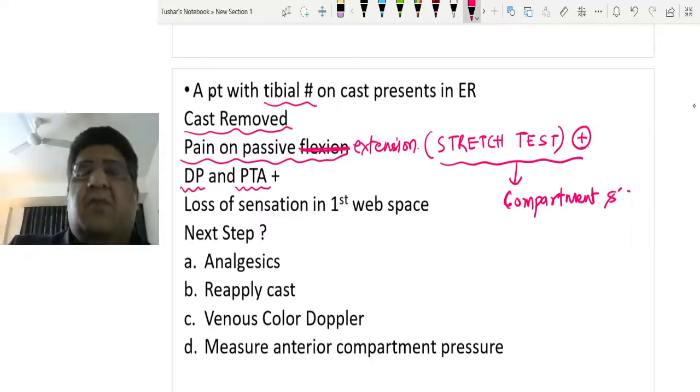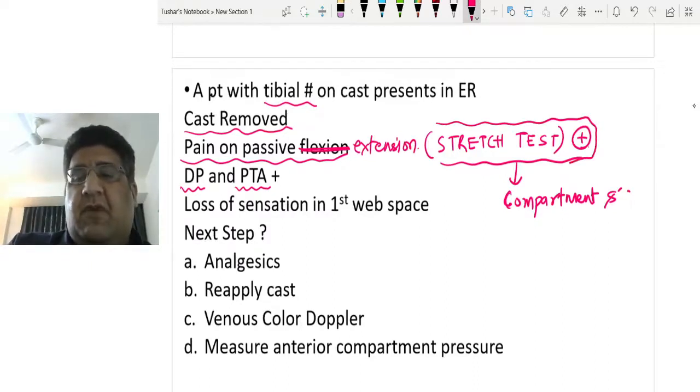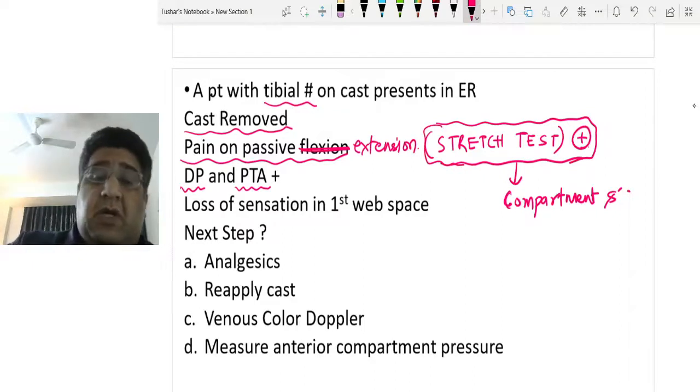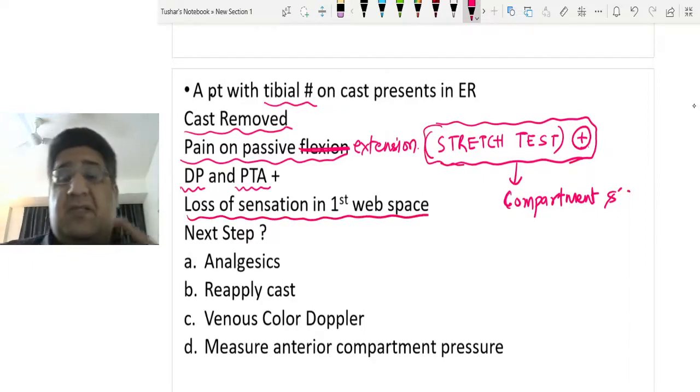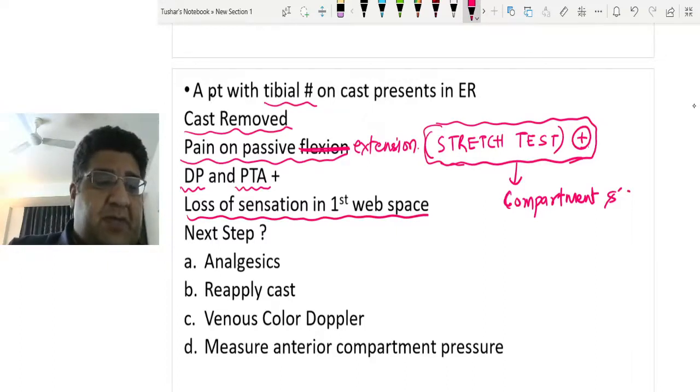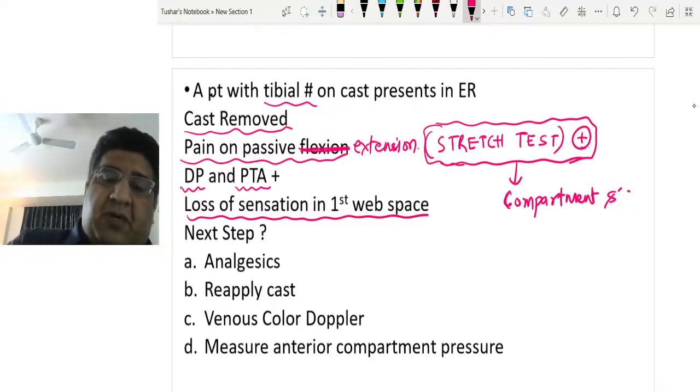We are not concerned about pulse, boss. Pulse is not a reliable criterion. This is a reliable criterion. It is the most specific sign for the diagnosis of compartment syndrome. Loss of sensation in first web space. Okay, fine, some paresthesia is there. Next step. Is this compartment syndrome? Yes. So in compartment syndrome, will just giving painkillers help? Forget it. Reapply cast? That will cause more compartment syndrome. Forget it. Pulses are present.